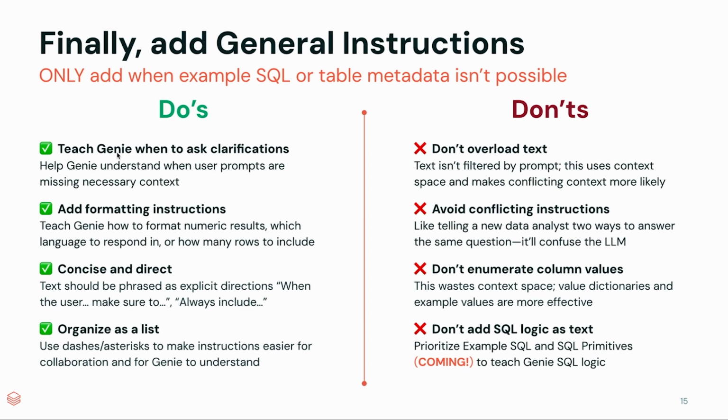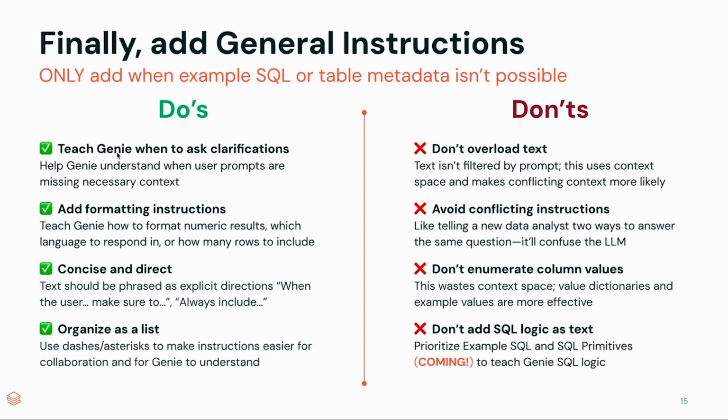To make these text instructions really accurate, there are a couple best practices. First is to make sure that you're keeping them as concise and direct as possible. Phrase the text as an explicit direction, such as "when the user asks this, make sure to include that," or "always format your responses in this manner." You can also help the LLM by organizing it as a list with dashes and asterisks, because this really helps Genie to understand a list of instructions and is also easier for you as authors to collaborate.